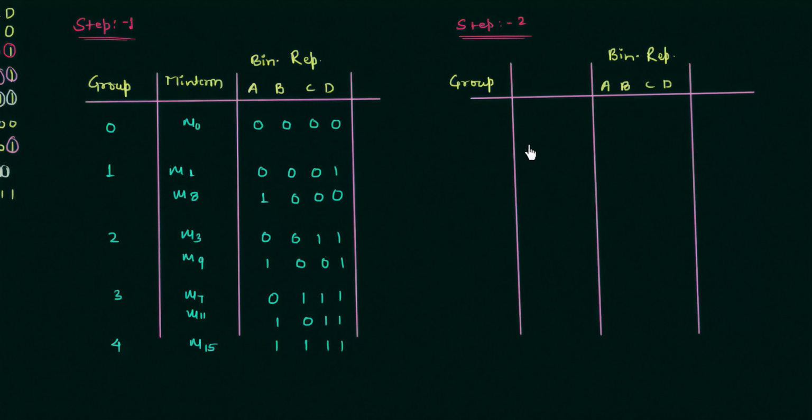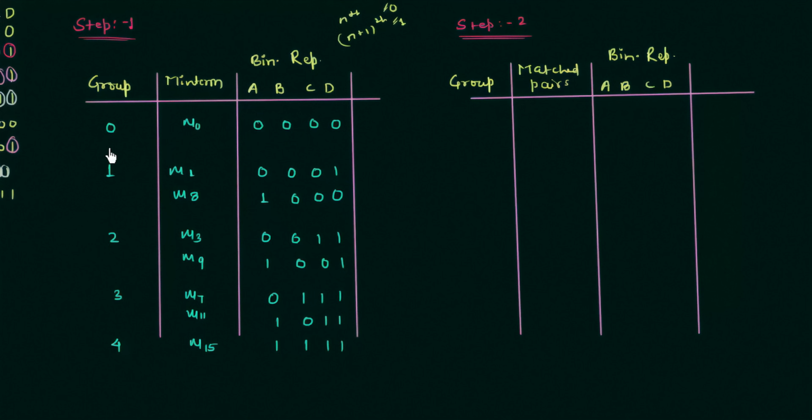Now the second column will have the matched pairs. Now what is this matched pair? This is a new term and very important in the tabular method. The matched pair we obtain when we compare the nth group with the n plus 1th group. If 0 is the group, then 0 plus 1 is 1, and we have to compare group number 0 with group number 1 and we will obtain the matched pairs. So a matched pair is nothing but a pair of min terms which only differ by one variable.